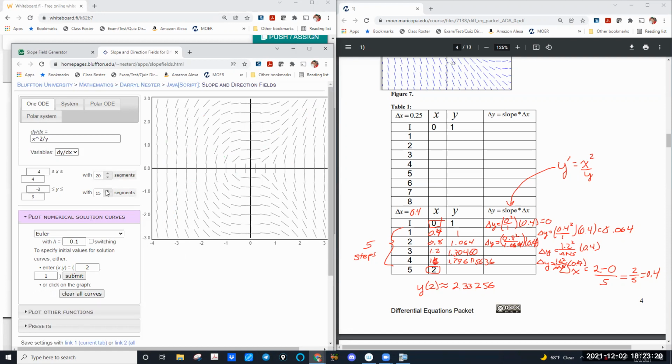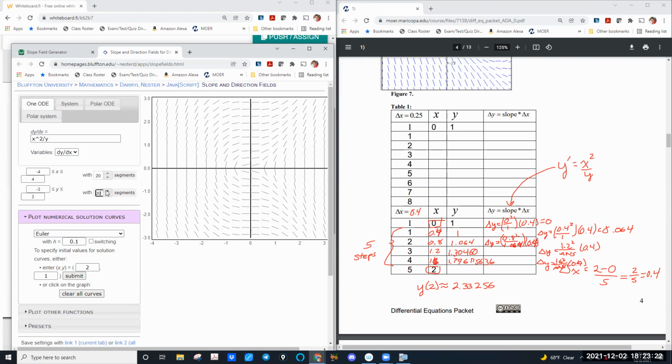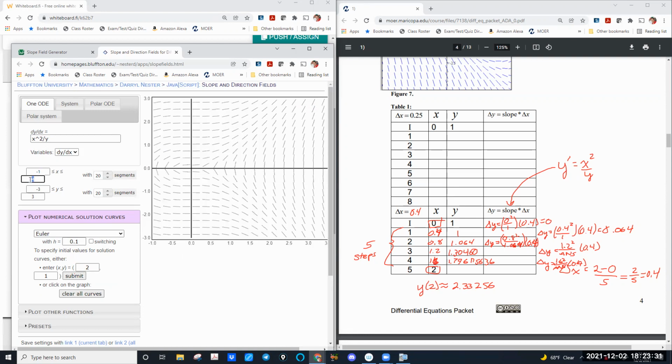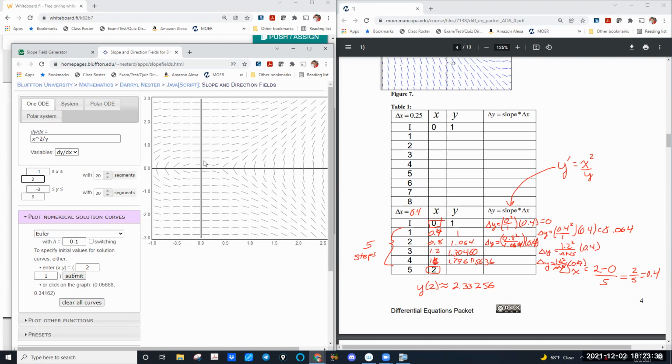Now we're only going from 0 to 1. Let's put in a few more line segments. And we only care about, sorry, 0 to 2. So let's do negative 1, 2, 3. And our initial condition was (0, 1), which is about right here. And if we follow our slope field, see how it's concave up? It kind of curves upwards, right? We're going to expect this to be an underestimate of the actual value.